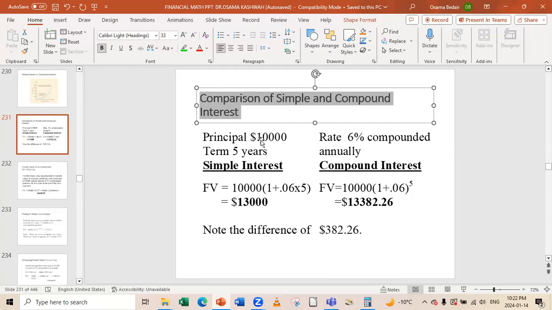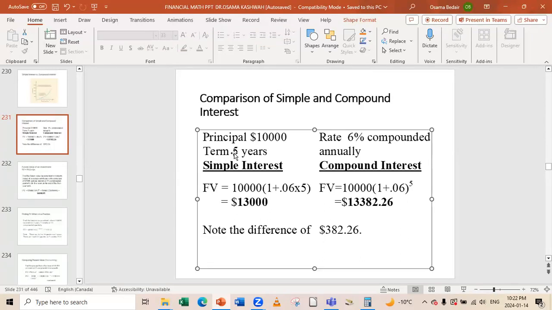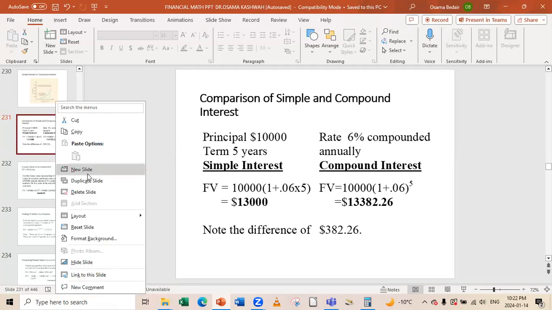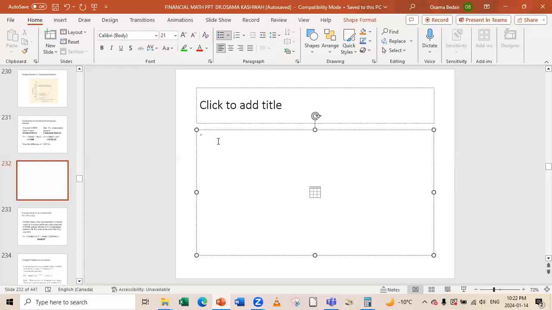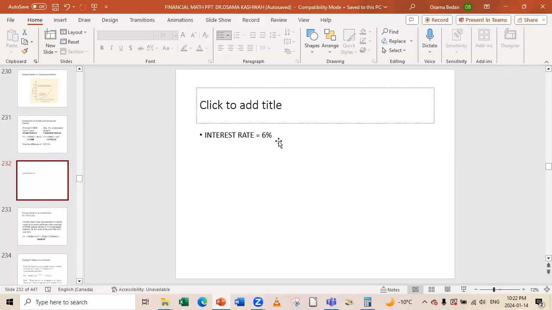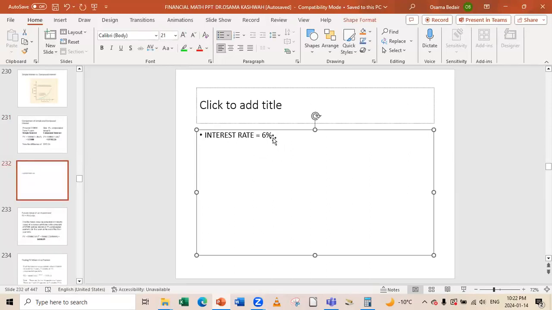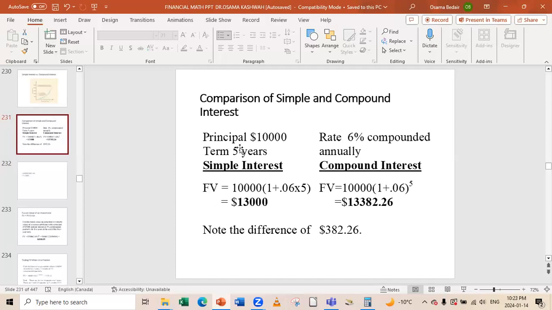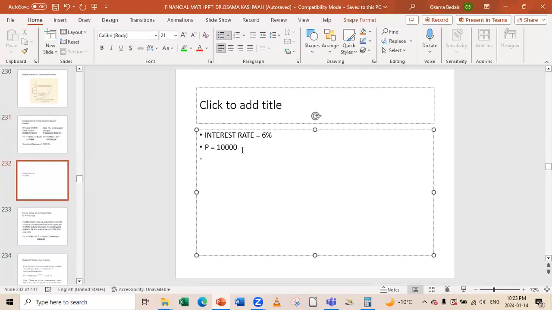Let's say the principal is 10,000, the term is 5 years, and the rate of interest is 6%. So the interest rate R equals 6%, the principal P, the present value, is 10,000, and the time, terms of 5 years, equals 5.